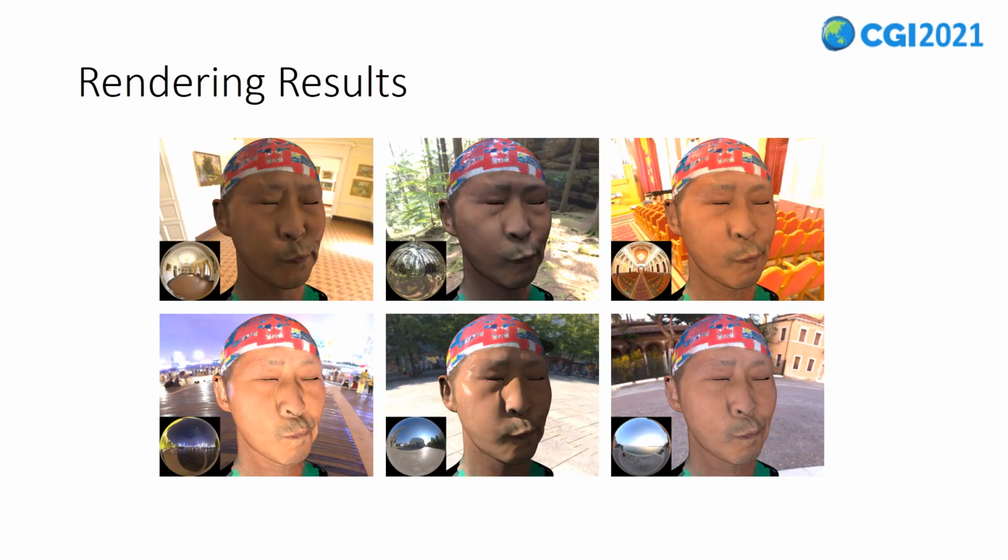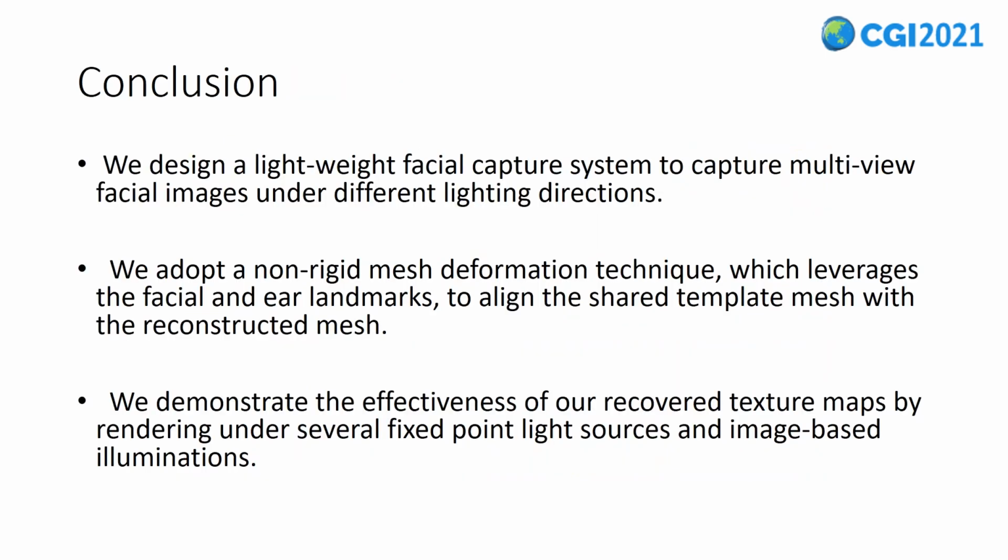This figure shows some synthetic renderings under novel high dynamic range image-based lighting. The captured facial geometry and reflectance are used to produce photorealistic synthetic images. In this paper, we design a lightweight facial capture system to capture multi-view facial images under different lighting directions. We adopt a non-rigid mesh deformation technique, which leverages the facial and ear landmarks, to align the shared template mesh with the reconstructed mesh. We demonstrate the effectiveness of our recovered texture maps by rendering under several fixed point light sources and image-based illuminations.